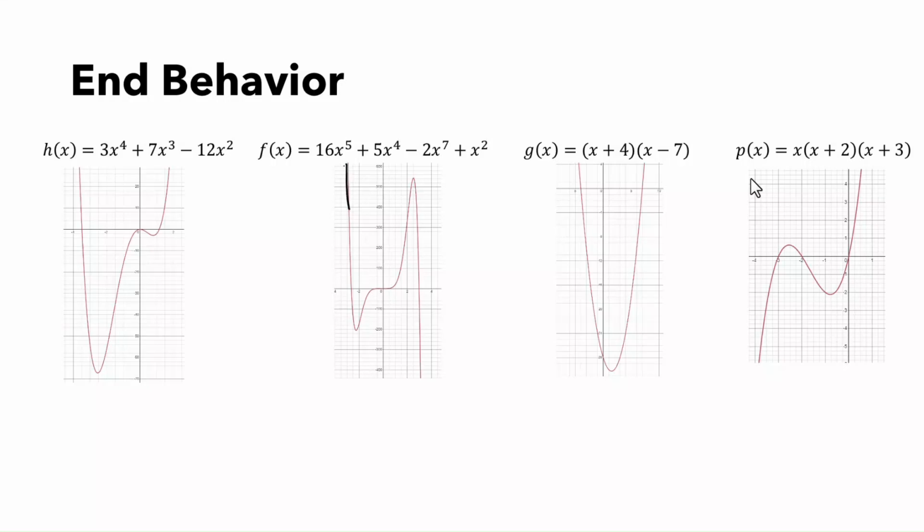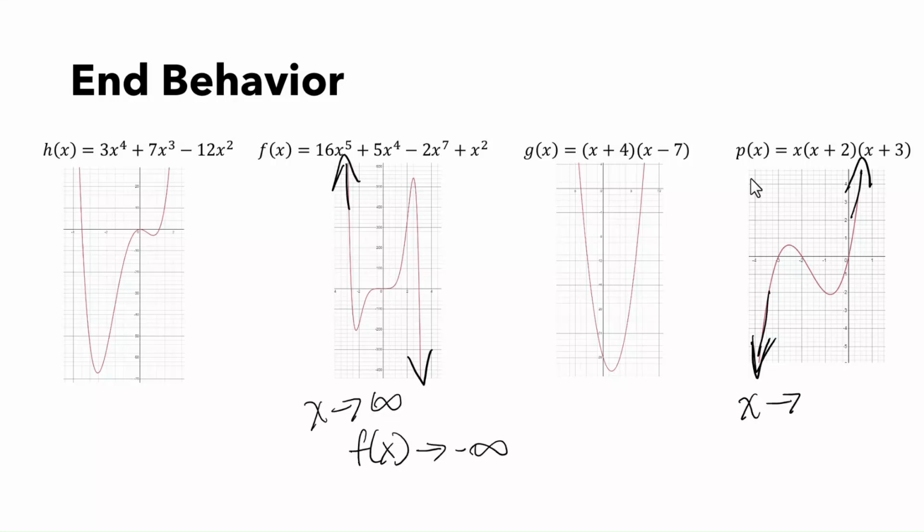This one is going up, and then it's going down. This one starts off going down, but then it ends going up. What is the difference with these two odd degree functions? Why, as x goes to infinity, does this function, f of x, go to negative infinity, and as x goes to infinity, this particular function is going to positive infinity? It has to do with the leading coefficient.